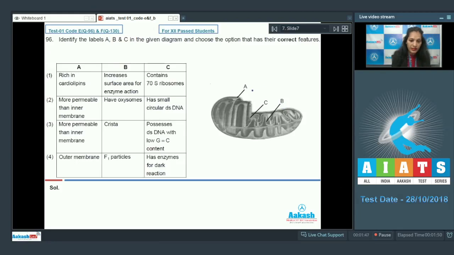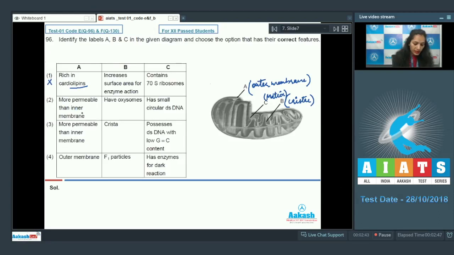If you can remember your figure from NCERT, you can remember that A is the outer membrane of mitochondria. B are cristae or the infoldings of the inner membrane, and C is the matrix of mitochondria. So now choose the correct option. First option, A, rich in cardiolipins. As A is the outer membrane, it is not true for the outer membrane. The inner membrane of mitochondria is rich in cardiolipins, not the outer one. So this option is ruled out.